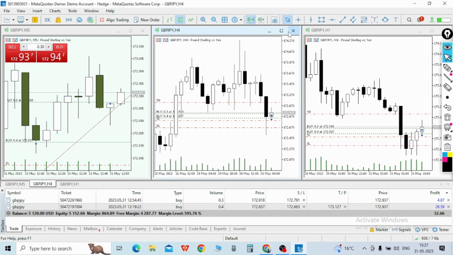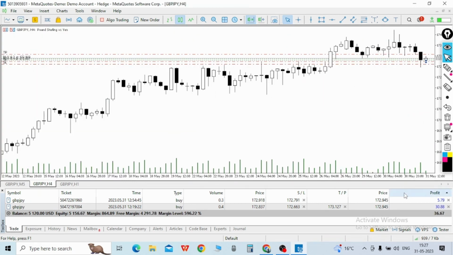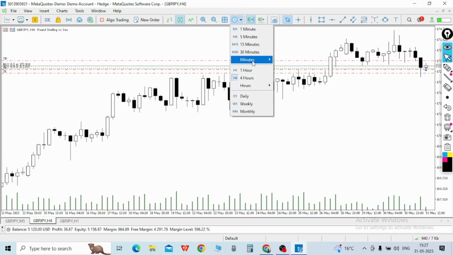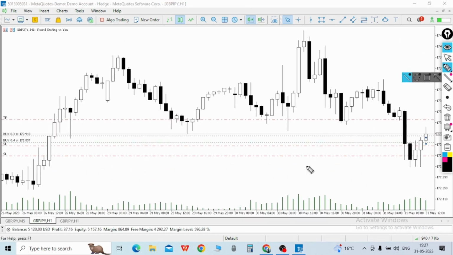Now analyzing from the 4-hour perspective, as I told you, there is a support. After a structure break, 80 to 90% of the time the market retests the structure. This trade is based on that concept. This was a break of structure, and this was also a break of structure.